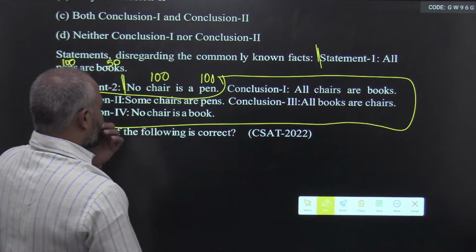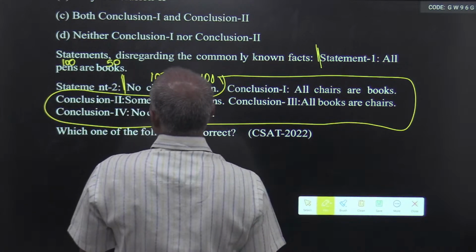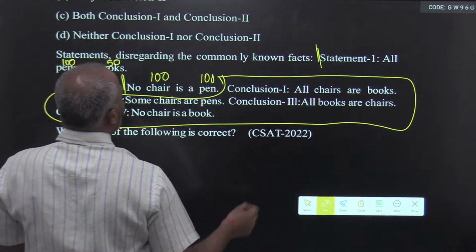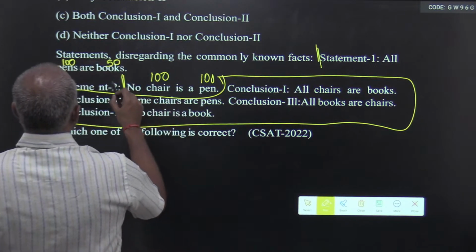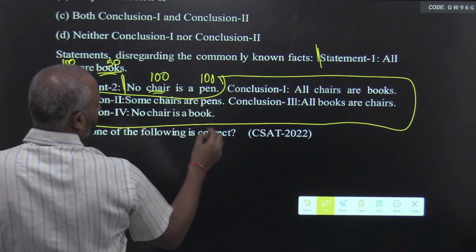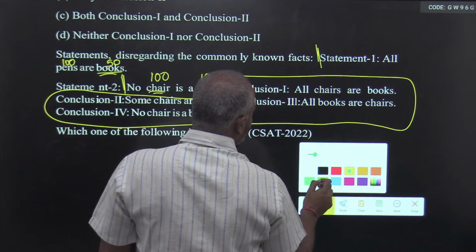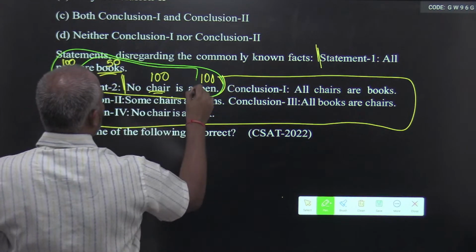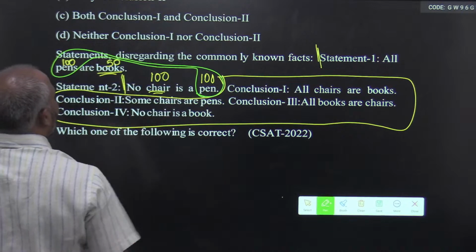Conclusion 1: all chairs are books. So we need to link chair and book. Book is here, chair is here. What is the common element? Pen. Can you connect through the pen? Yes. Why? It has achieved a value of 100 at least once.